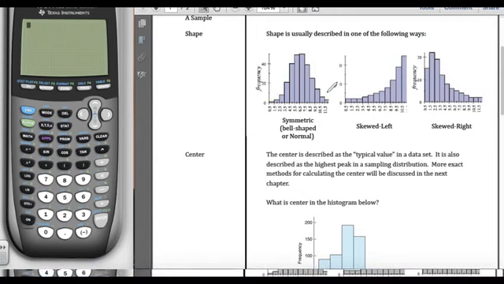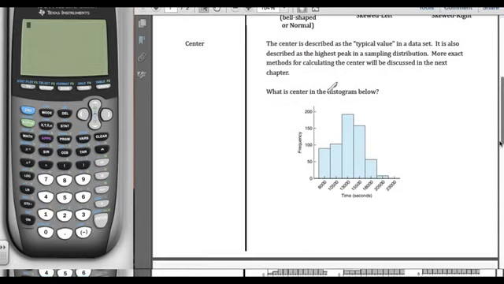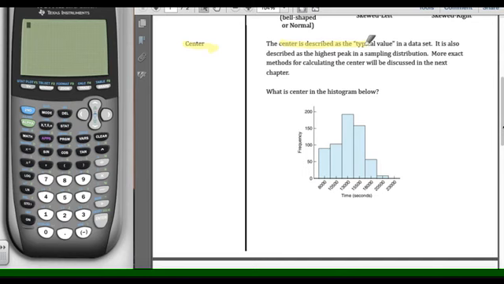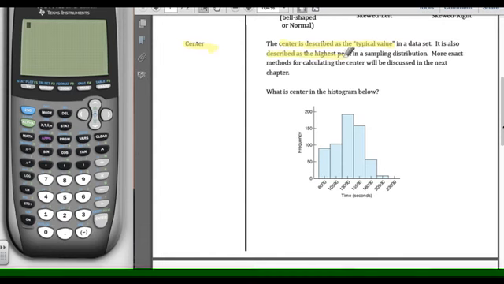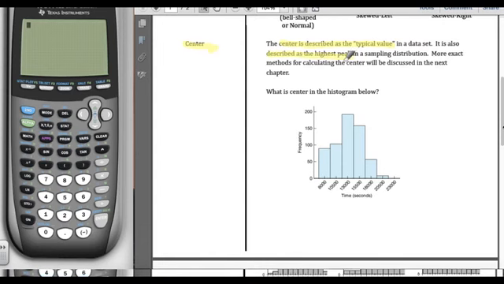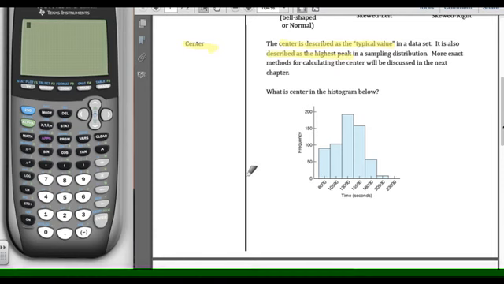The second aspect to focus on is the center. And the center is going to come up again in Chapter 3, and we're going to be more in depth with its definition. But for now, the center is just the typical value in the data set. We're going to describe it as the highest peak in that distribution of our sample. Where were most of the values located around?